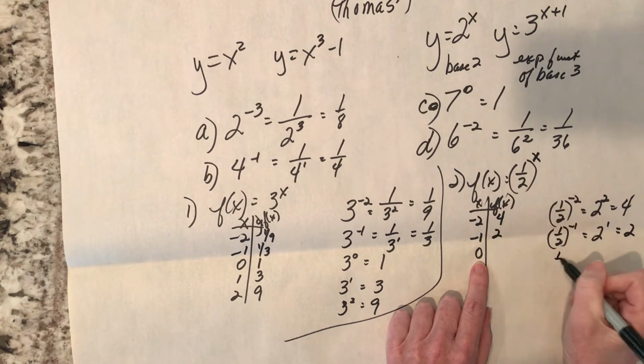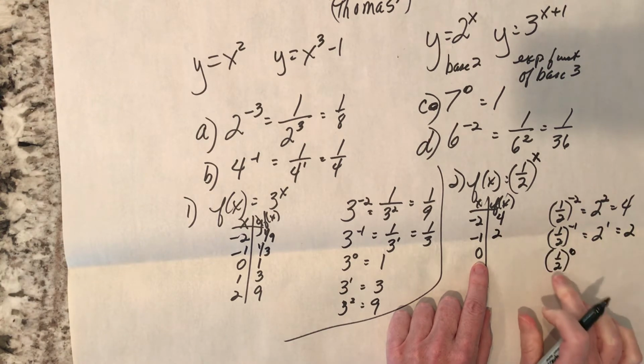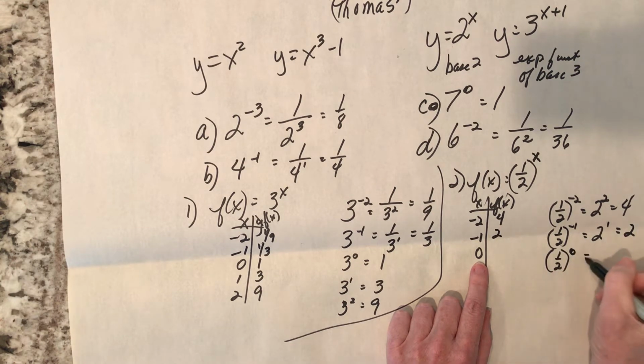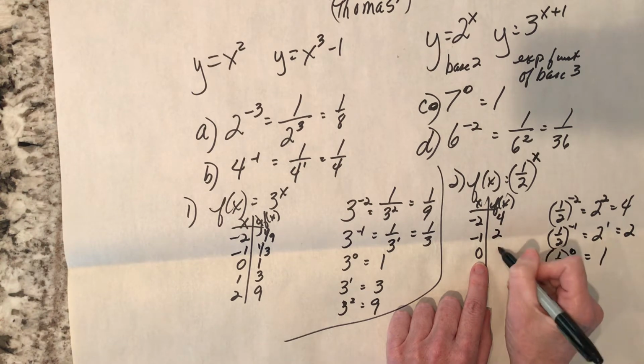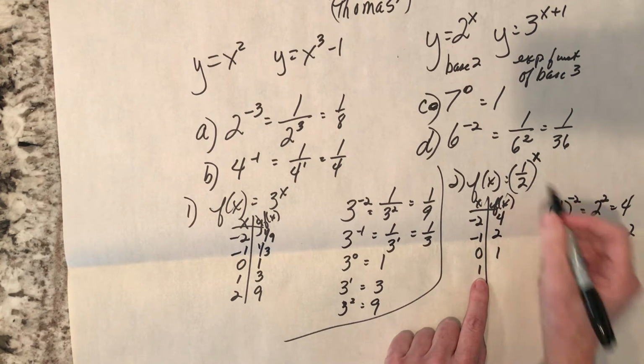If we raise 1/2 to the 0 power, if we raise any number to the 0 power, we're just going to get a 1 out of that. Always. 0, 1 is pretty much like the vertex point of this parent graph. It's what we're always going to be using for our known located point.